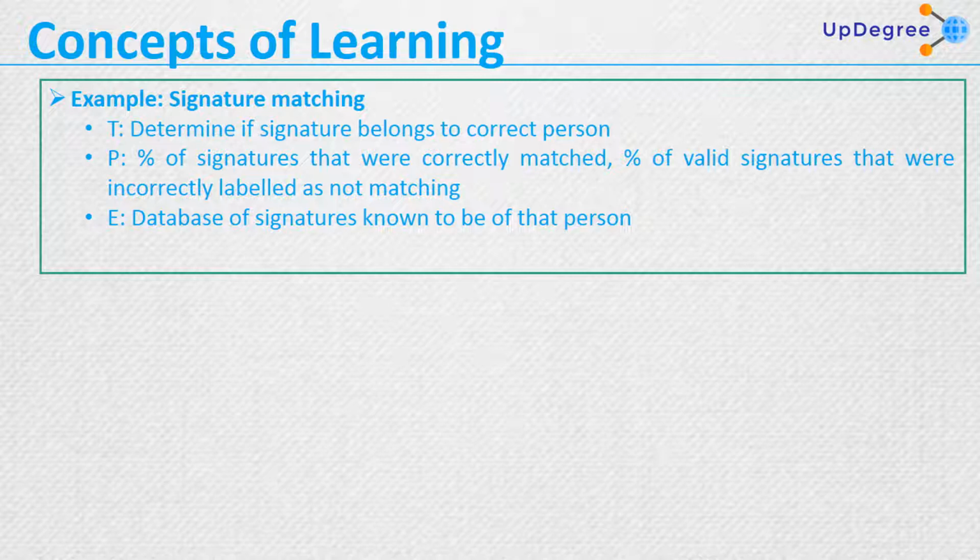So the different signatures taken at different times by the same person, the signature will be the same, but the signature has been taken using different types of pens on different paper surfaces. So the database of signatures known to be of that person will be our database, and that is our experience on which we'll be performing T and calculating the performance measure P.